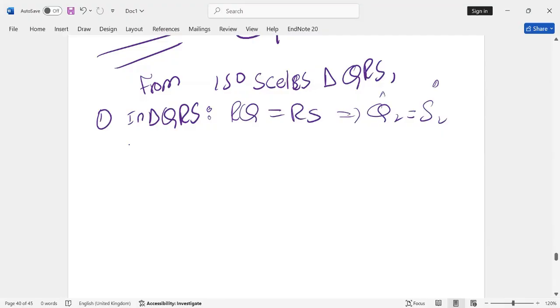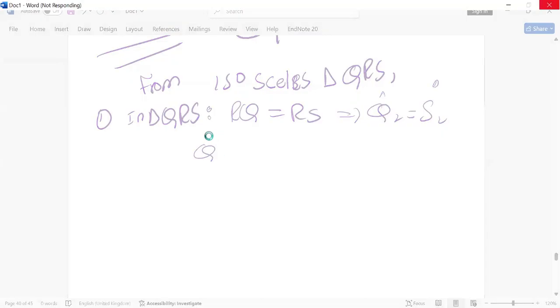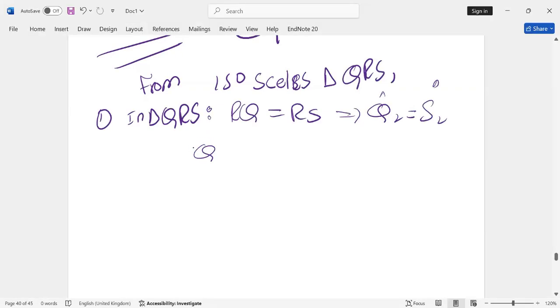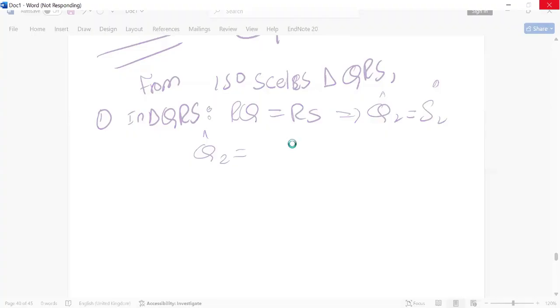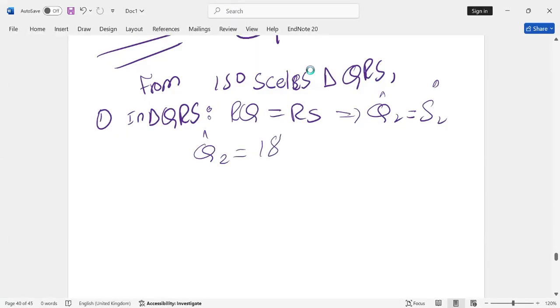So we say that Q2 is equal to (180 minus 80) divided by 2, that is equal to 24 degrees. Okay.